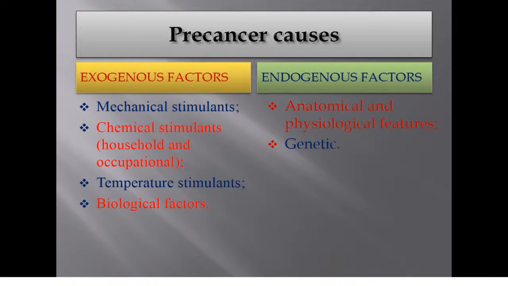Occupational stimulants are alkalis, acids in the form of vapors, aerosols, and other chemicals which, depending on the concentration and duration of action, may lead to acute or chronic chemical injury. The temperature stimulants are hot food, cigarettes, burns, and hot air during work in some enterprises. Prolonged exposure contributes to the development of precancerous disease.